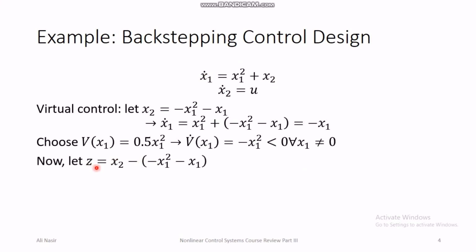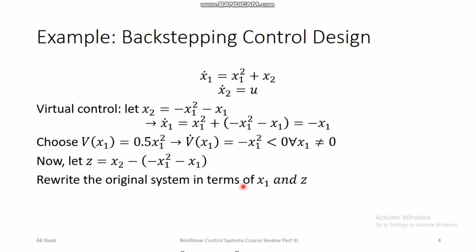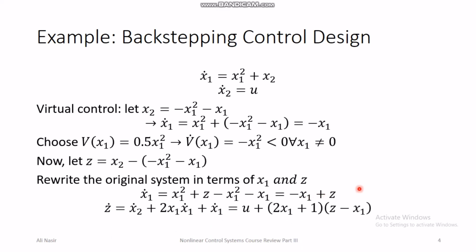Then once the virtual control is designed, you define the new state variable or error variable as z equals x2 minus the desired value of x2, and then rewrite the original system in terms of x1 and z. So x1 dot becomes minus x1 plus z, because x1 dot was equal to x1 square plus x2. Instead of x2 you put z minus x1 square minus x1, and this gives x1 dot equals minus x1 plus z. And z dot will be x2 dot plus 2 times x1 into x1 dot plus x1 dot. So this is how it is.